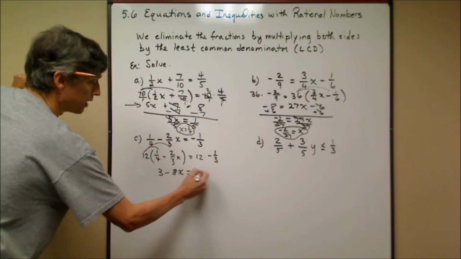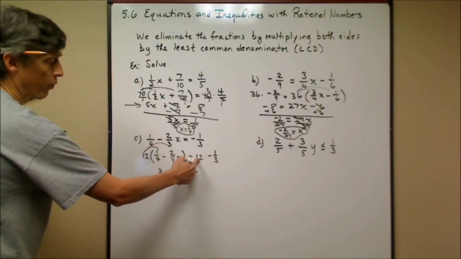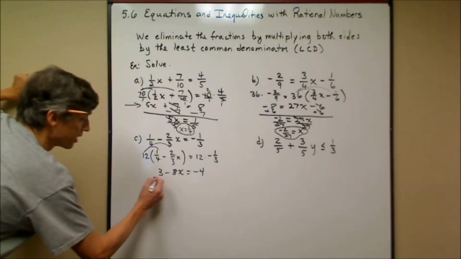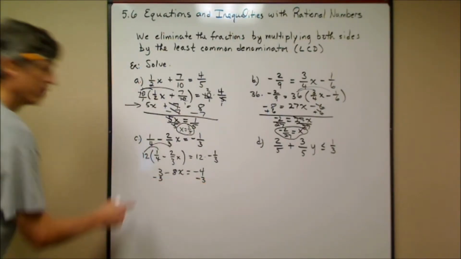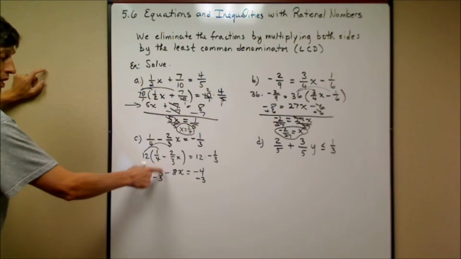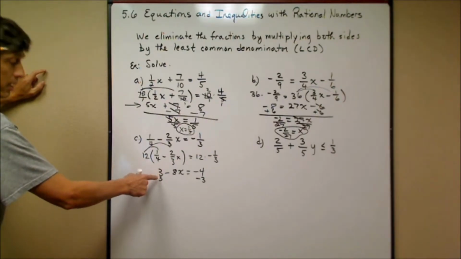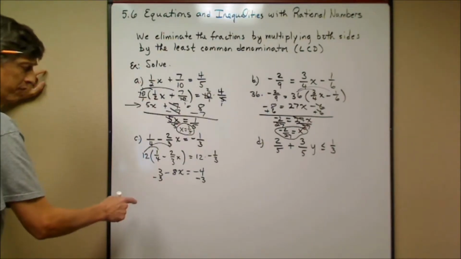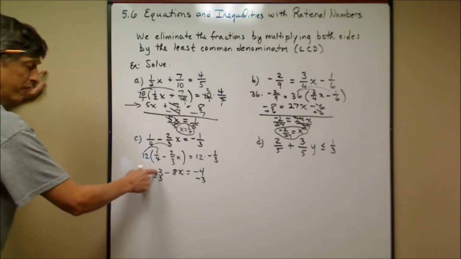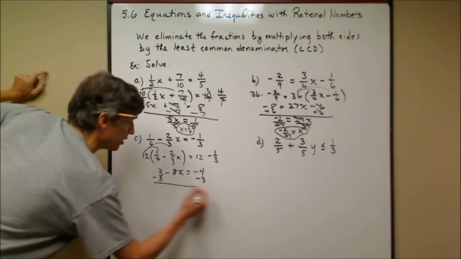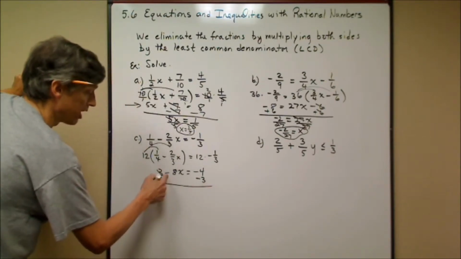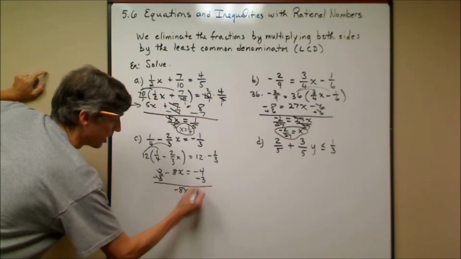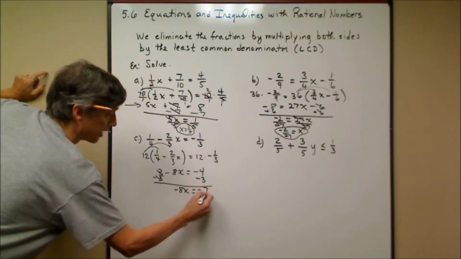Here, positive times negative is negative. 3 goes into 12 4 times. 4 times 1 is 4. Now I'm going to solve. I'm going to subtract the 3. Here's where you got to be careful. I know there's a minus sign there, and you think, well, you're subtracting 3. You're not. You're subtracting from 3. That's a positive 3. I have to subtract 3 from a positive 3 to get that to cancel out. That subtraction sign goes with the 8x. So I'm going to write this as negative 8x. And on the right side, negative 4, negative 3 is negative 7.